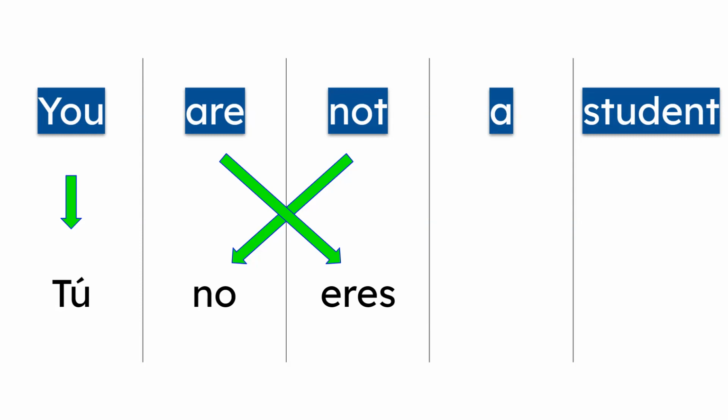A. How do we say A in Spanish? We say nothing, right? Yeah, we can just ignore this. And student, estudiante. Tú no eres estudiante. Repeat after me, please. Tú no eres estudiante. Okay, very good.